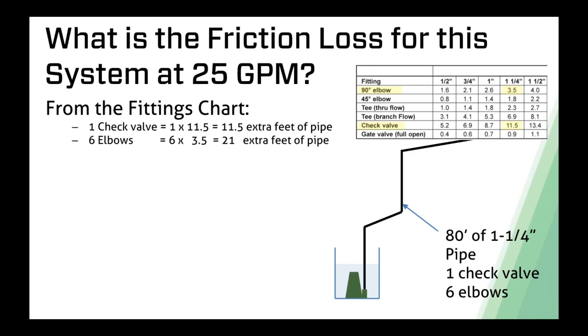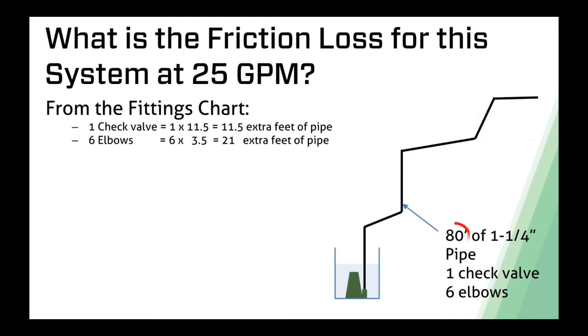So in the fittings chart, we find those categories. There's a 90-degree elbow and there's a check valve. And then all of the piping that we're dealing with here is 1.25 inches. So we find the 1.25 inch column. And we can see that one check valve has an equivalent length of 11.5. It's like having 11.5 feet of extra pipe in our system. Each of the elbows has an equivalent length of 3.5, but we have 6 elbows total. So we do the multiplication. 6 times 3.5 is equal to 21 feet. So those 6 elbows is like having 21 extra feet of pipe in our system.